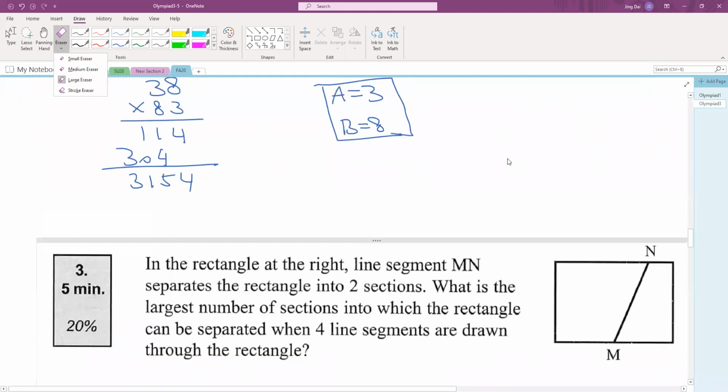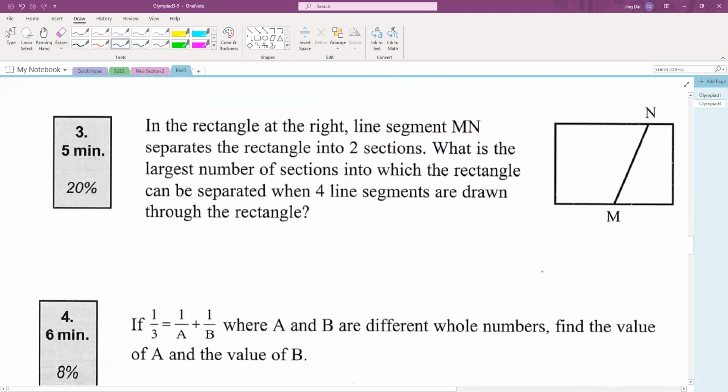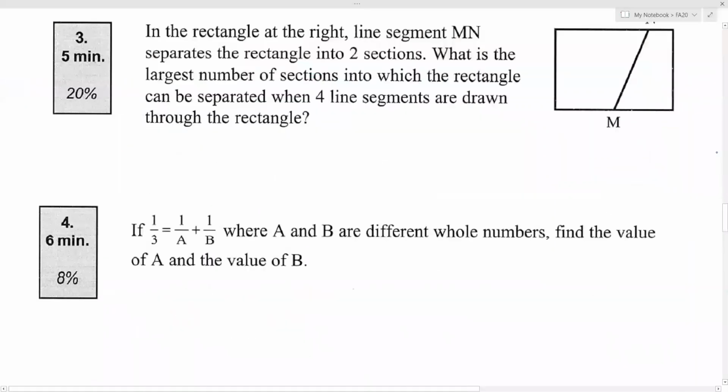What color was I using? Was I using blue? Okay, blue. I want to stick to the same color of pen every time.